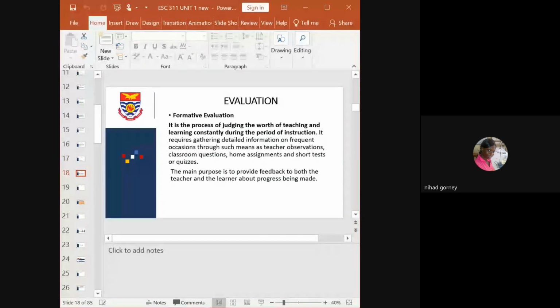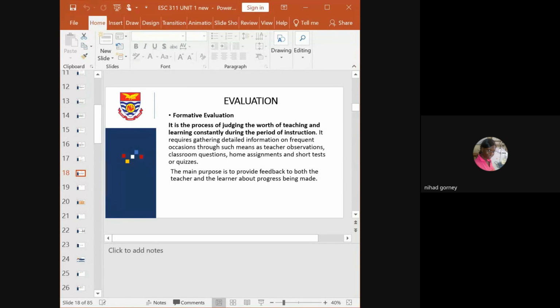I told you we can do it formatively or summatively. So when we say formative evaluation, what do we mean? In this case, it is us making a judgment of how well teaching and learning is constantly happening during the period of study. So it happens when there is a period of instruction. We would define the period. It could be within the teaching period, on a weekly basis, or on a monthly basis, but it is not when the whole program has ended.